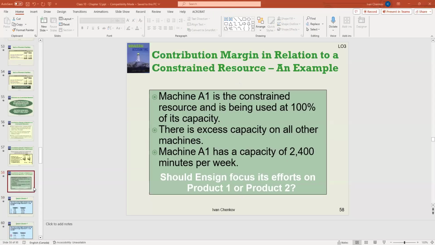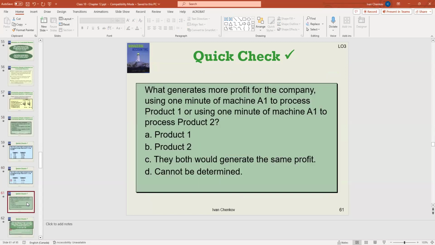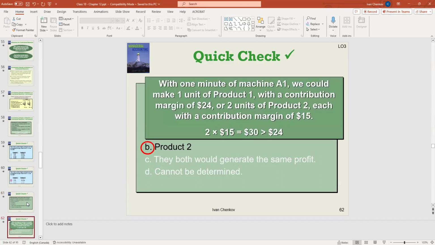Let's go back to the slides. So now the first question: how many units of each product can be processed through the machine in 1 minute? We already figured out that one. The answer will be B, 1 and 2. Then which product generates the higher contribution margin within the constraint, which is minutes? Product 2. Product 2 generates $30, while product 1 generates only $24.